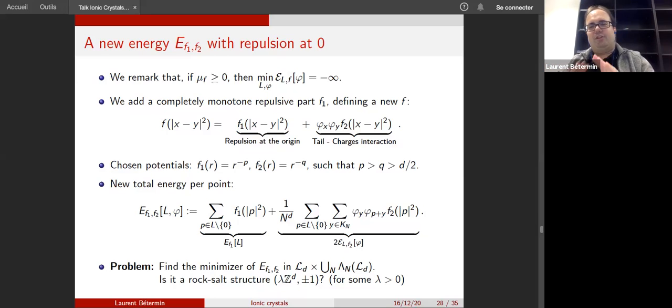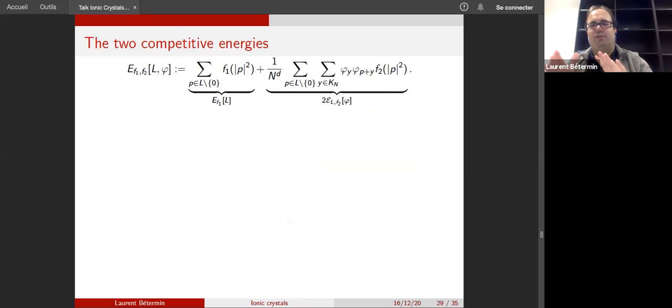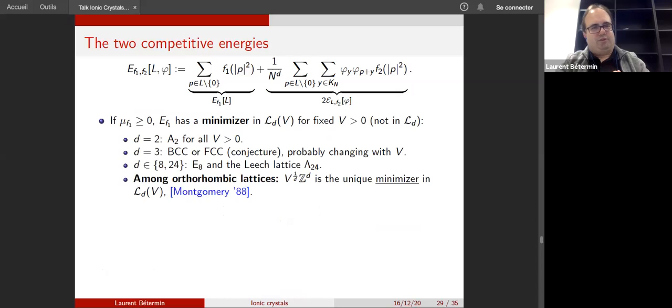Okay, so first I just speak about these two competitive energies just to tell you what's going on, because I just explained it before, but I just want to add more information. Okay, so you have E_{F1} and this second energy. Okay, so for now I'm talking about the first part. So the first part, if mu_{F1} is positive, so if F1 is completely monotone, then we know what's going on, more or less. Of course, we don't know in all dimensions, but it's equivalent with the theta function problem. So E_{F1} has a minimizer if you fix the density. Okay.